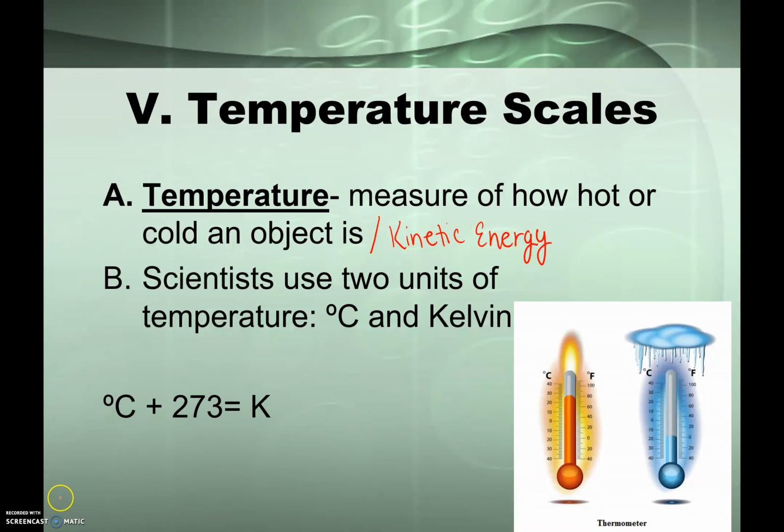Okay. If you're trying to convert between the two, if you are trying to get to Kelvin and they give you degrees Celsius, you're just simply going to add 273. And vice versa, if you are trying to get to degrees Celsius and Kelvin is what's given to you, you just subtract 273. So we're going to do some example problems here.